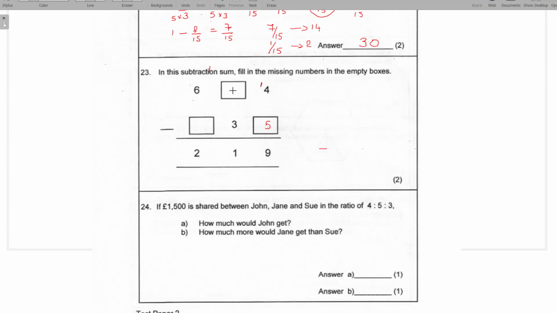So 1 must have come from this number here, this box here. 1 plus 3 is 4, so that must be 5 because 1 was borrowed. 2 plus 4 is 6.